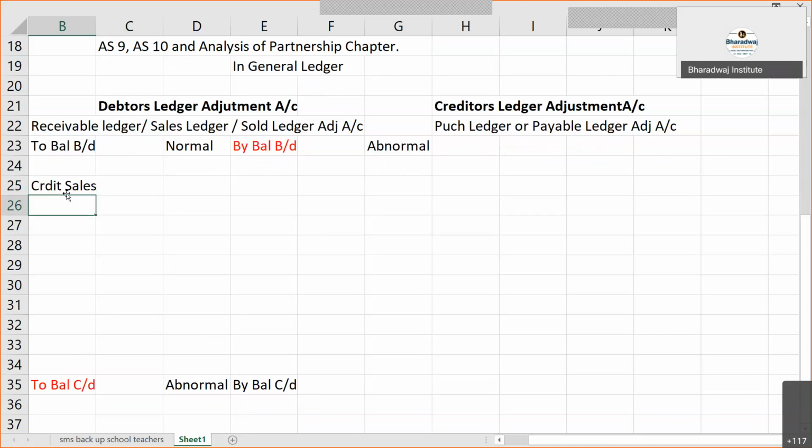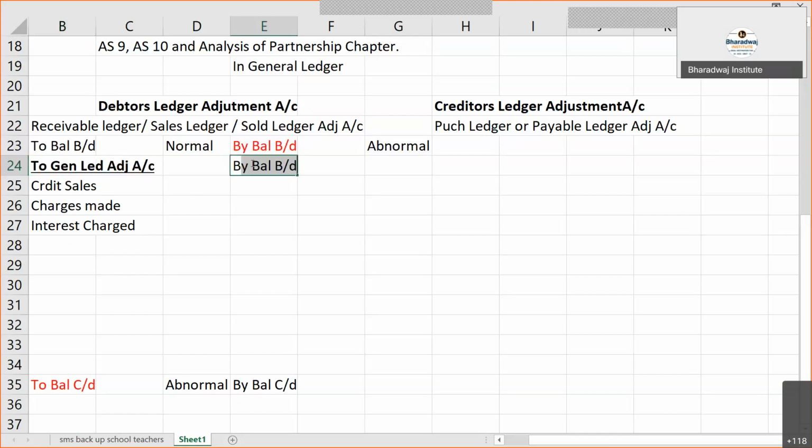Credit sales, then charges made in the account for overdue payments, etc. You can make charges, interest charged for the delayed payments, all those things. All those things will be transferred to the general ledger adjustment account.